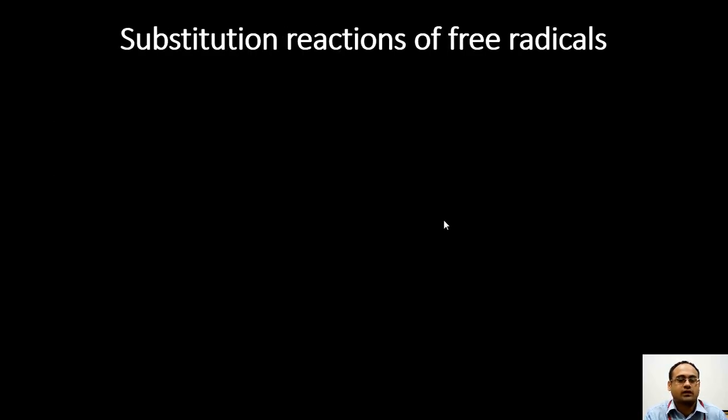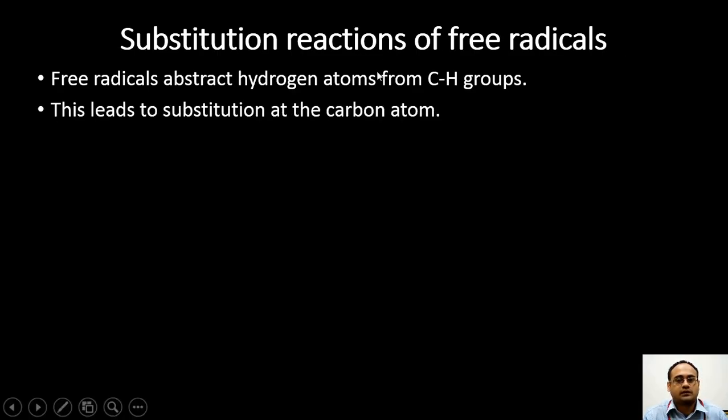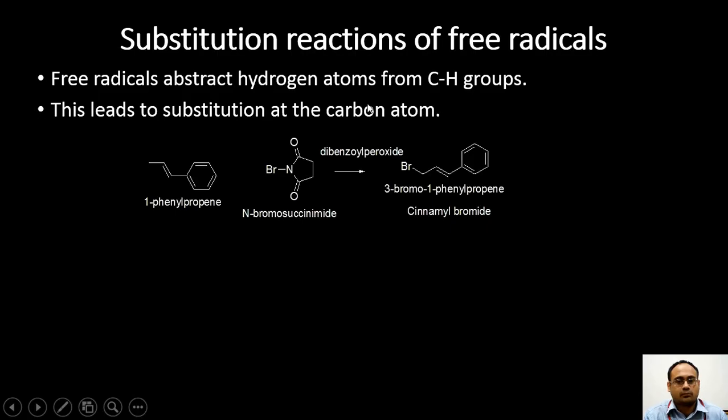Now the next set of reactions we want to study is the substitution reactions of free radicals. Free radicals are known to abstract hydrogen atoms from C-H groups, and this leads to substitution at the carbon atom. For example, if we treat 1-phenylpropene with a brominating agent like N-bromosuccinimide, it will brominate at the terminal carbon atom and give us 3-bromo-1-phenylpropene, also known as cinnamyl bromide.